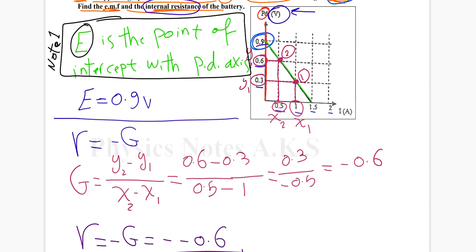Note 2 is when they ask about the internal resistance, it is going to be the negative of the gradient. It's going to be negative G. I insist on it and I repeat, this is if the variation is inside the battery, not in a resistor. So this is note 2.